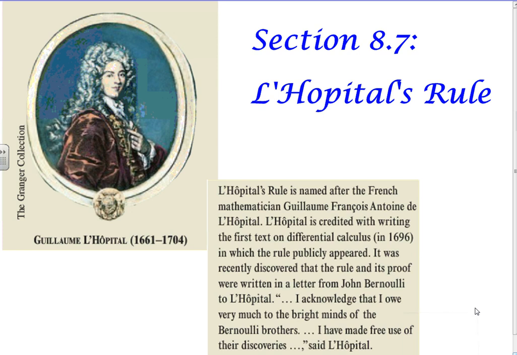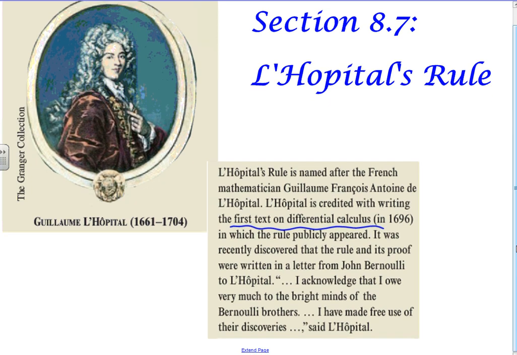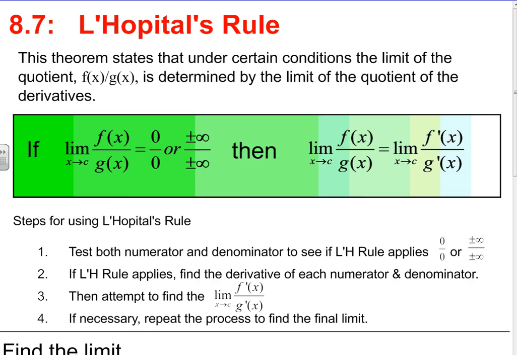Section 8.7, L'Hopital's rule. L'Hopital was a French mathematician, and he is credited with writing the first textbook on differential calculus back in almost 1700, a little bit before then. And one of his great discoveries was this L'Hopital's rule, which helps us solve limits in a little easier fashion than what we've been doing.